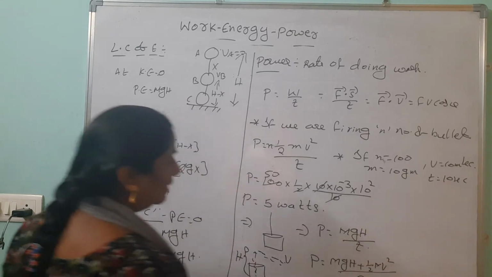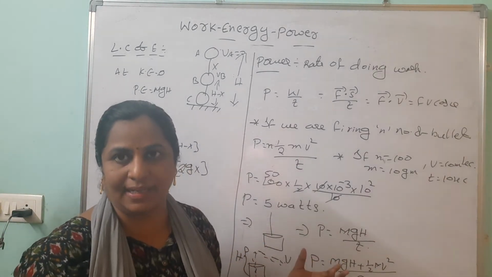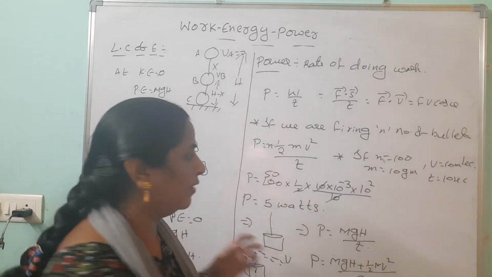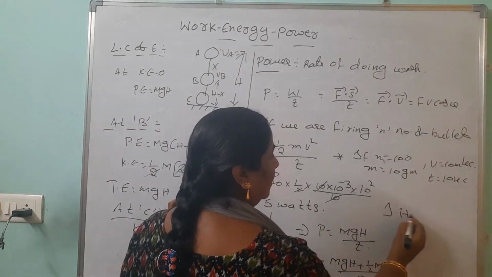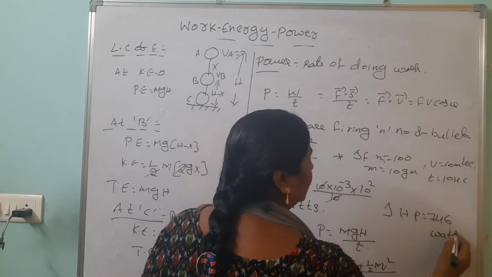So you remember that this is about power, and the power unit is the watt, and it is a scalar quantity. Horsepower means 746 watts. 1 horsepower equals 746 watts. So this is about power.